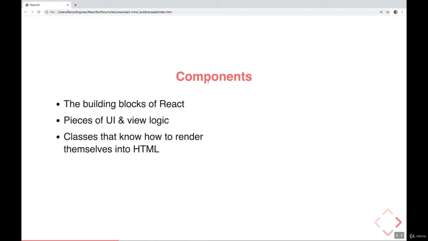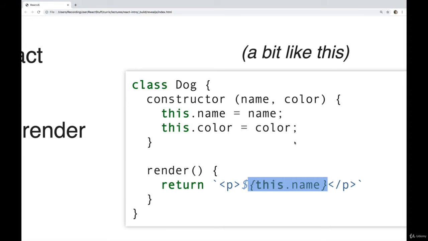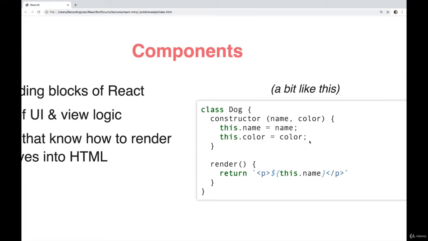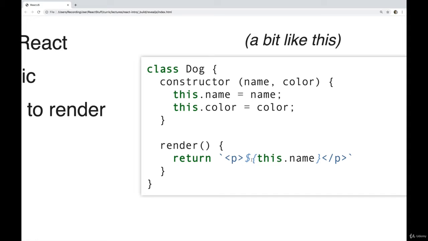But first, I want to show you what I'll call a pseudo component. So this is not real React. This is just plain JavaScript for a dog component. So it's a dumb example, but the idea is that we have a class called dog, and each dog component, each instance, is going to have a name and a color. And it also knows how to render itself into HTML. It knows what to display or what to return when render is called.